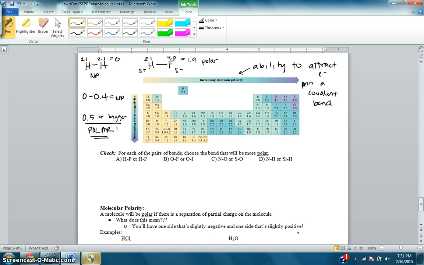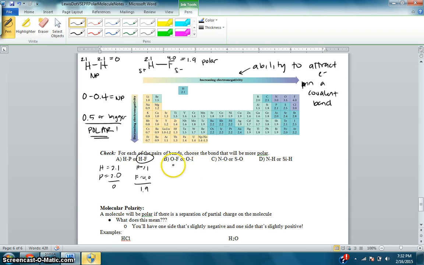All right, so for each of these, we gotta do just a little bit of math to figure out which one is polar and non-polar potentially. So in both these instances, our H is 2.1, and for the P in this first guy, he's also 2.1, which means our difference is 0. Again, over here, we had H as 2.1 and F as 4.0, so our difference is 1.9, so this guy is gonna be the more polar bond in that situation.